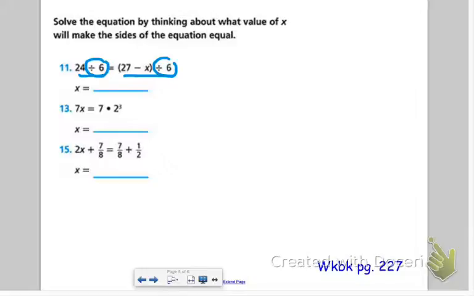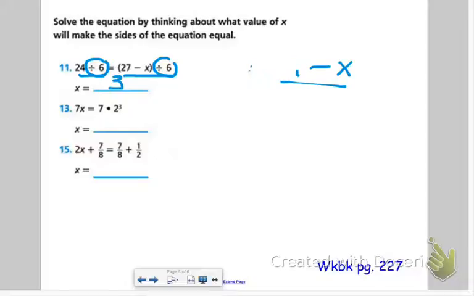That's already equal. The part that is equal, but we don't know what x is, is the 24 and the 27 minus x. So maybe you can think, hey, 27 minus what number is going to give me 24? In this case, it's got to be 3. 27 minus 3 gives you 24. And we can use the substitution step to check to make sure that we're on the right path.